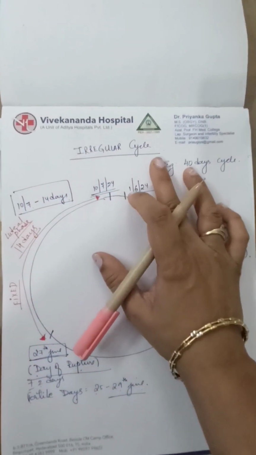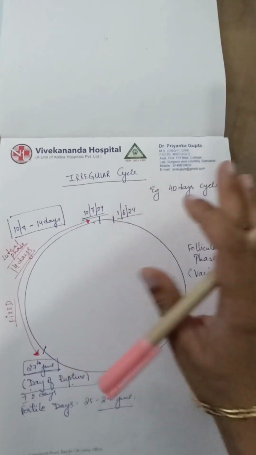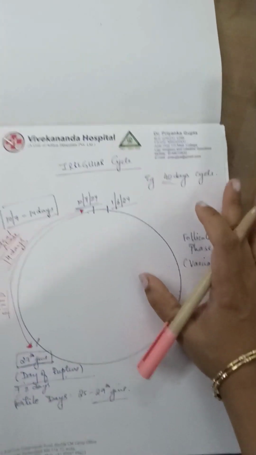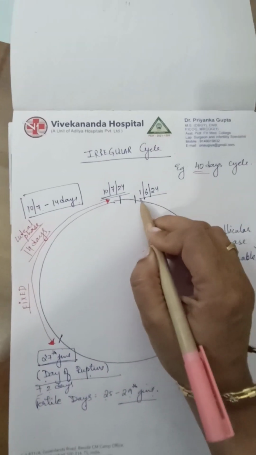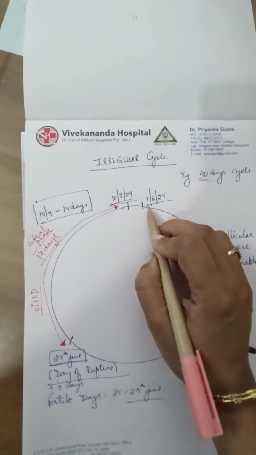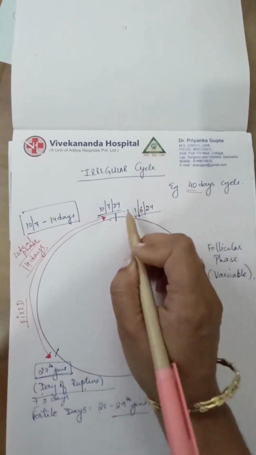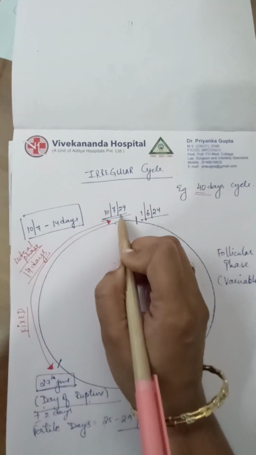Now this is about an irregular cycle. Okay. Now suppose for easy purpose I have taken a patient who is having a 40-day cycle. Example. Again her LMP is on 1st June and she is saying, roughly estimated, the next cycle will be on 10th of July. Adding 40 days to 1st June, it will come as 10th of July.